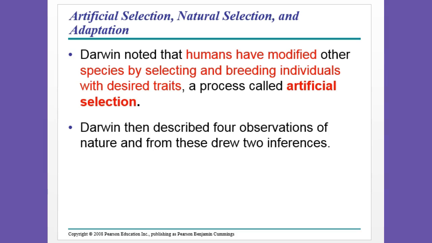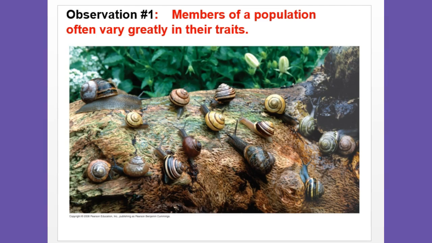We're now going to take a look at artificial and natural selection as well as adaptations. To get started, let's pick up talking about Darwin's thoughts on artificial selection. Darwin noted that humans have modified other species by selecting and breeding individuals with desired traits, a process called artificial selection. Darwin then described 4 observations of nature, and from these he drew 2 inferences.